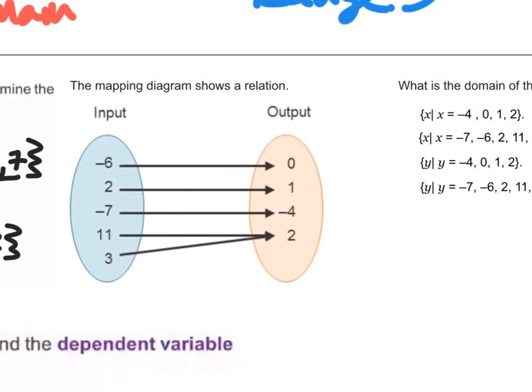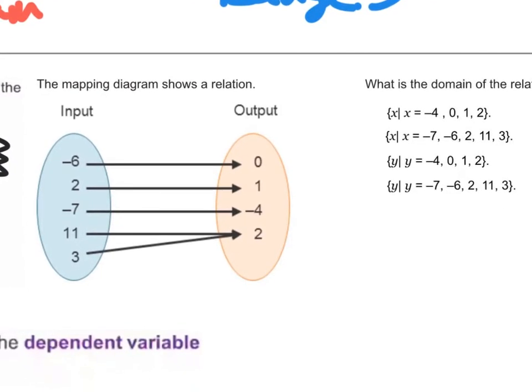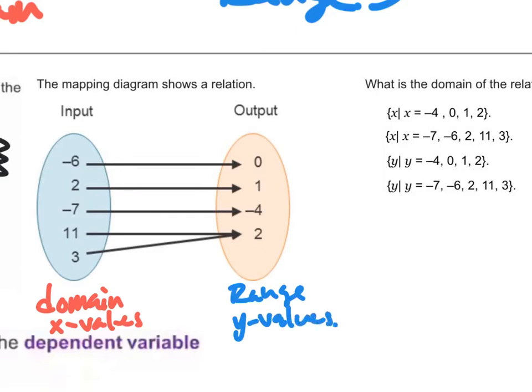The next one shows these different values here, and it says from -6 to 0, 2 to 1, -7 to -4, 11 gives us 2, and so does 3. And remember, the input, this is our domain. These are the x values. The output, that's our range. These are y values.